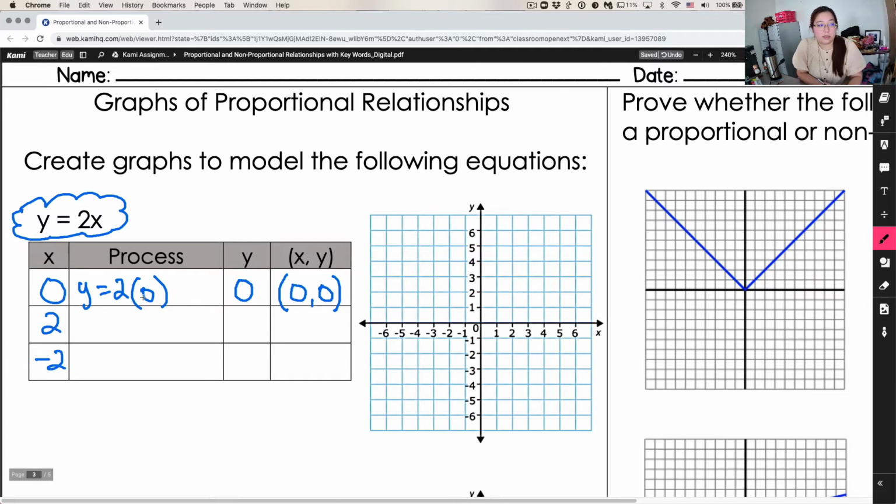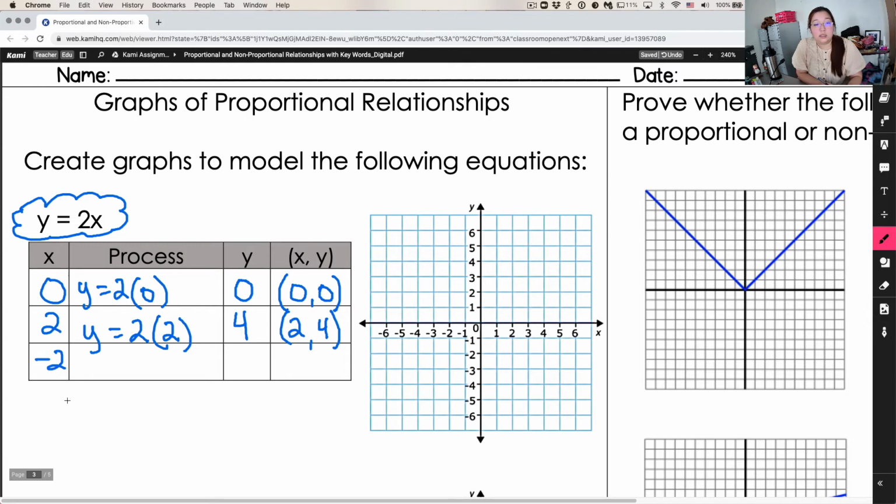Our next point, same process, different number. y equals 2 times 2. So all we do is take the number that we have for x and plug it into the equation. This is x, so we replace the x in the equation with the number we chose for x. So y equals 2 times 2. 2 times 2 is 4. So our next point is 2, 4. x is 2, y is 4.